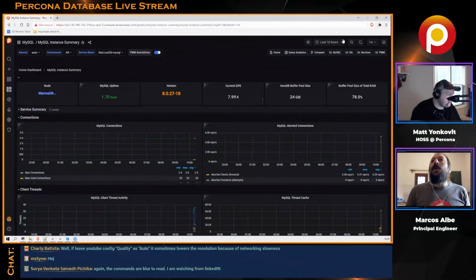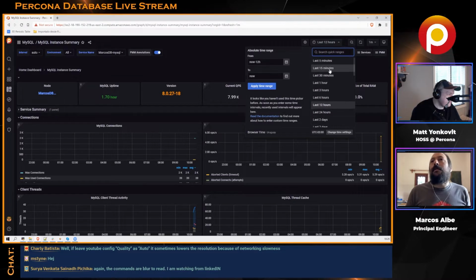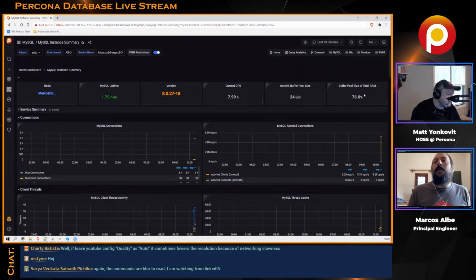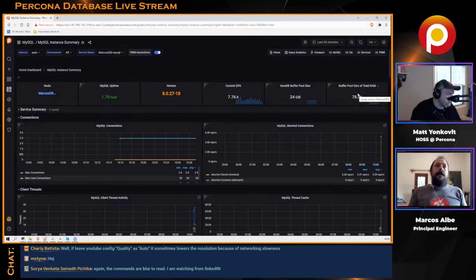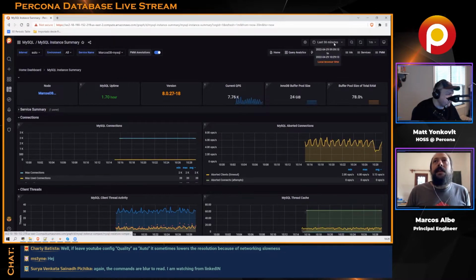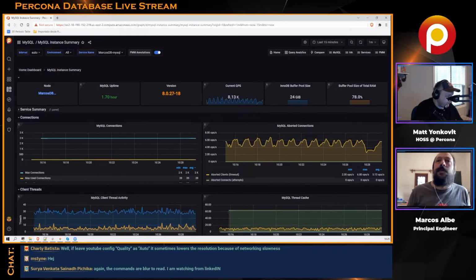Okay, so my favorite, when I sit down on a PMM, and the customer is already telling me, hey Marcos, we have a problem on this node, started at this time. Those are the first two things I need to know: which node I should be looking at and what time the problems started. So the first dashboard I will take a look at is MySQL Instance Summary. I will make sure I have the proper node selected.